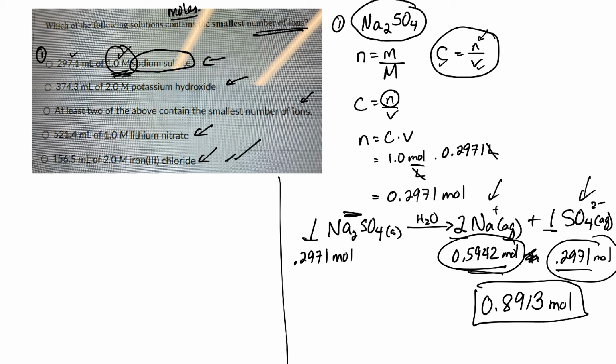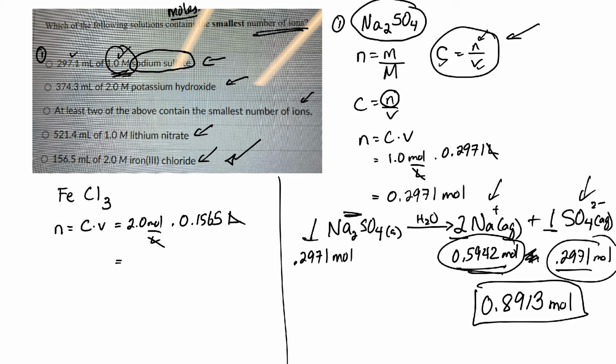I'll do this one. Okay, so I have iron 3 chloride. So it's a 3 plus, and chlorine is a 1 minus. So I need a 3 right there. Okay, good. Let's go through the same process as I did here. So to figure out moles, it'll be C times V. Concentration is 2 moles per liter times the volume, 0.1565 liters now. I converted it to liters.